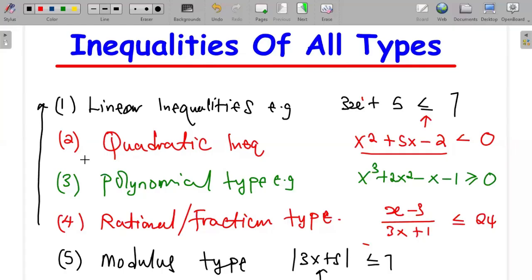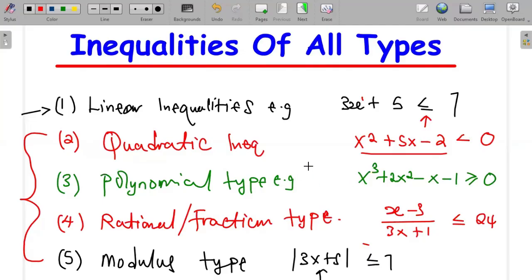Of these five types of inequalities that I've written down here, you can only solve using the direct method the linear one. And then the quadratic one, the polynomial one, all the way to the modulus type, you always need what we call a sign graph in order to solve those inequalities. But for the linear one, we can just go direct. We find the range of values for x. But for the quadratic, the polynomial, the rational, and the modulus, we are always going to use a sign graph.